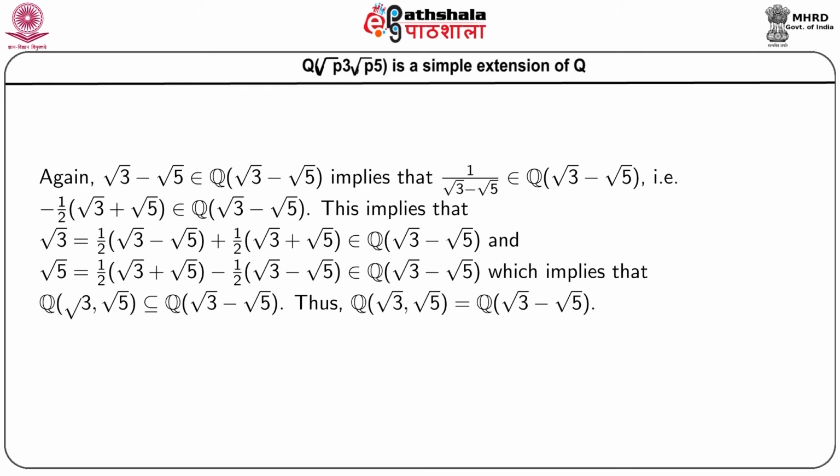Thus, it follows that Q(root 3 minus root 5) is a simple extension generated by root 3 minus root 5. Please check yourself that root 3 plus root 5 is also a generator of the field Q(root 3, root 5) over Q.